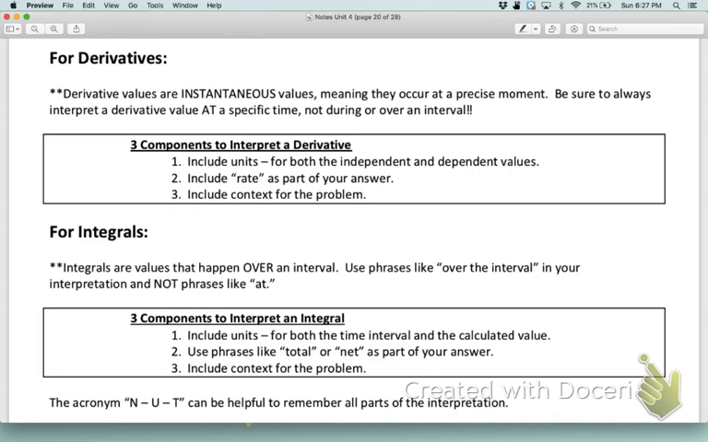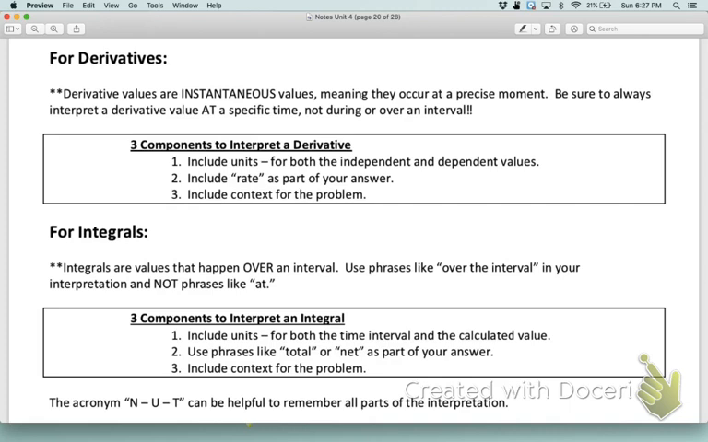Okay. With integrals, they are different. There's three components as well, and they're very similar. But the difference between a derivative and an integral, like we said, a derivative happens at a specific moment. However, an integral represents a value that happens over an interval. So you want to use a phrase that contains over the interval, over the time period, whatever. You don't want to use the word "at" for any reason when you're interpreting an integral. Okay, so the three components with an integral that you need are, again, units.